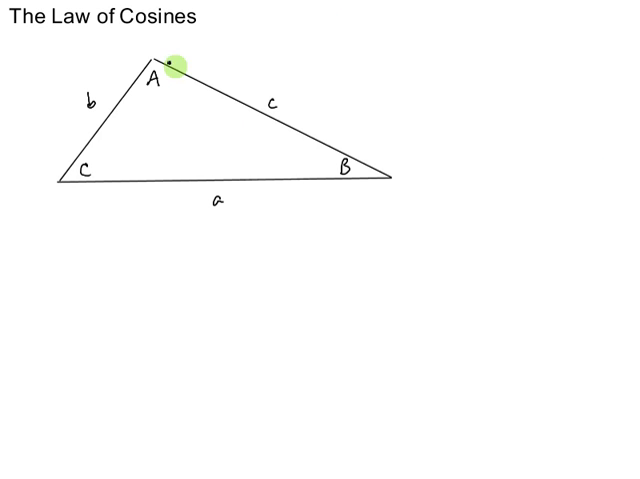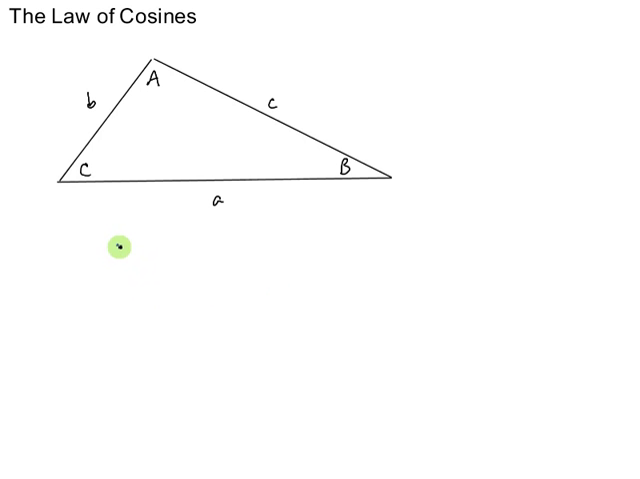Alright, so we're going to start with a triangle named in such a way. The angles are the capital letters A, B, and C, and the sides are the lowercase letters a, b, and c. And the A's are opposite each other, the B's are opposite each other, and the C's are opposite each other. So the law of cosines has three different forms, but they all come about the same way. So let's look at the first one that is very similar to the Pythagorean theorem.